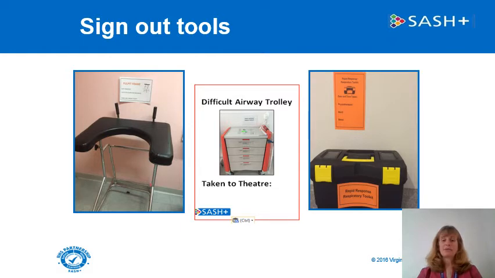Create sign out tools so that people know where things have gone to, so that it avoids you having to search for it. If a piece of equipment is being used, you can sign it out, say where it's been taken to, and add contact details so that you know to go and get it. This middle one says difficult airways trolley taken to theatre, and then the number of the theatre can be written in there, so that if somebody in theatre 4 needs it, they know that it's gone to, say, theatre 7 because it's written there.